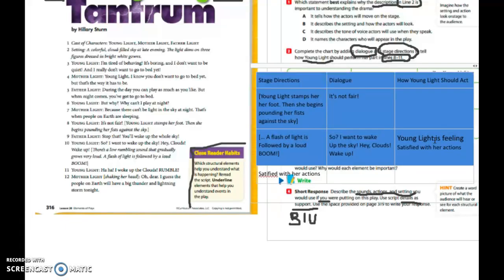Alright, so what we're going to do now is you're going to work on number 4 for homework. It says, describe the sounds, actions, and the setting you would use if you were putting on this play. Use the script details to support. Use the space provided on page 319 for your response. Thank you for working today on this passage, and make sure that you fully unravel and answer all the questions.